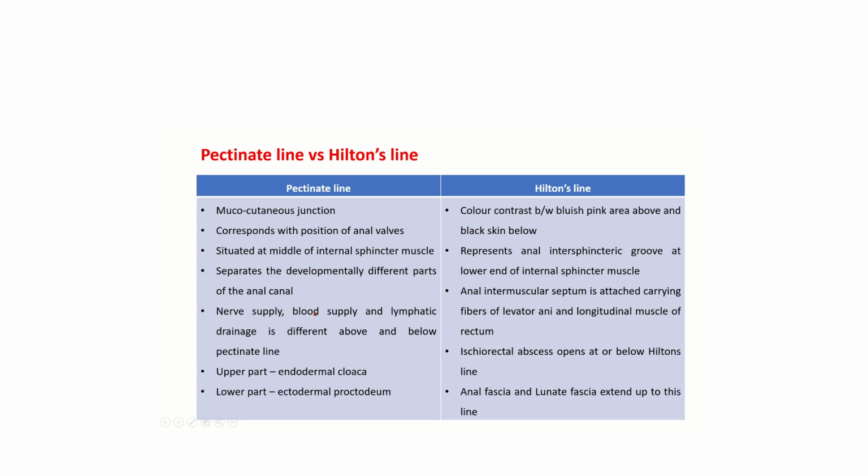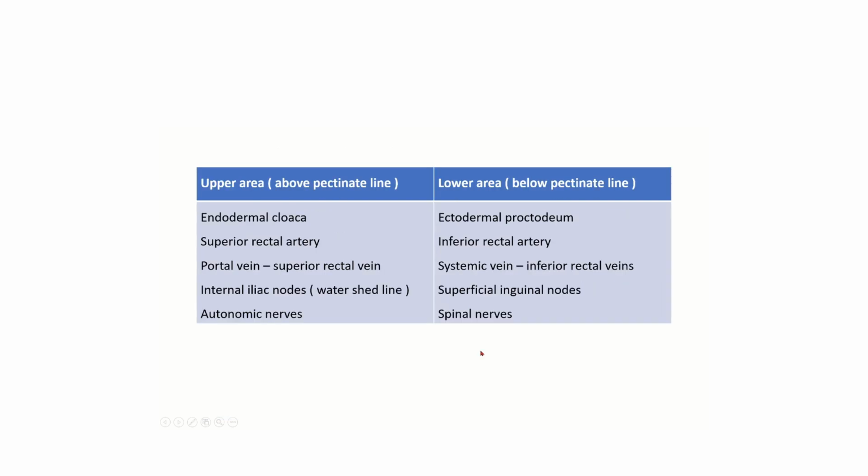The anal intermuscular septum is attached, carrying fibers of levator ani and the longitudinal muscle of the rectum, at this level, Hilton's line. Nerve supply, blood supply and lymphatic drainage are different above and below the pectinate line. An ischiorectal abscess opens at or below Hilton's line. The part above the pectinate line develops from the endodermal cloaca, whereas the lower part develops from the ectodermal proctodeum. Anal fascia and lunate fascia extend up to the level of Hilton's line. So these are the differences between the pectinate line and Hilton's line.